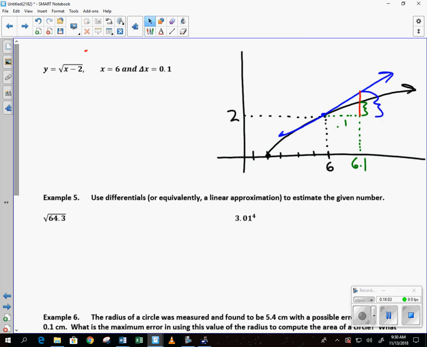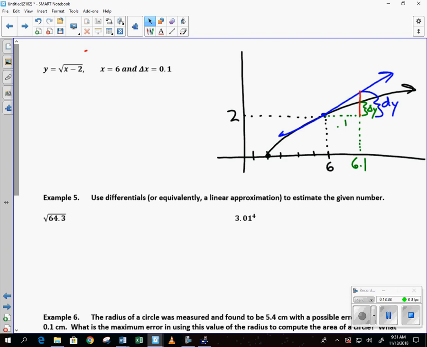One of these is delta y and one is dy. Which one is delta y, the blue or the green? The green. Delta y goes to the function. Dy goes to the tangent line. So is dy going to be an over approximation or an under approximation? Over, right? Because you can see that dy is above the delta y. The tangent line sits above the graph.